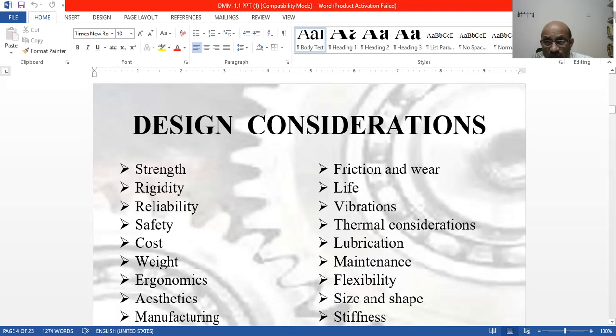Cost, how much cost. If it is more costly, nobody will purchase your product. If safety is not there, nobody will go for your product. If reliability, meaning confidence, is not there, nobody will come and purchase it. Rigidity, how much rigidity the product has, is related to the strength of the product. The two words are almost the same.